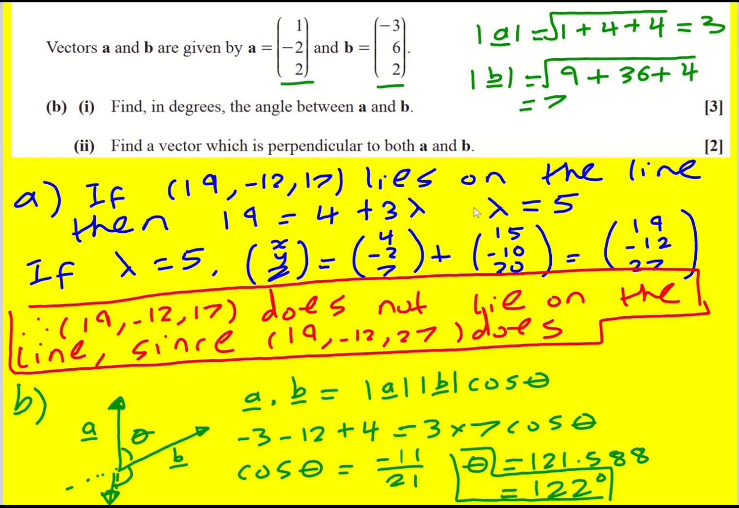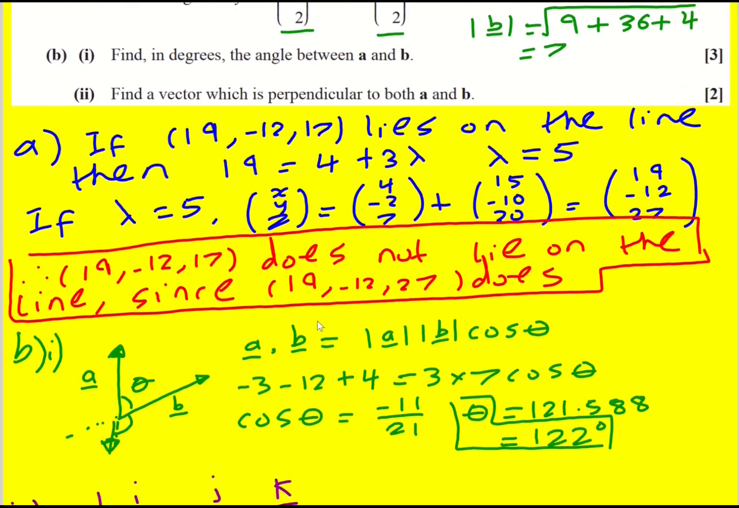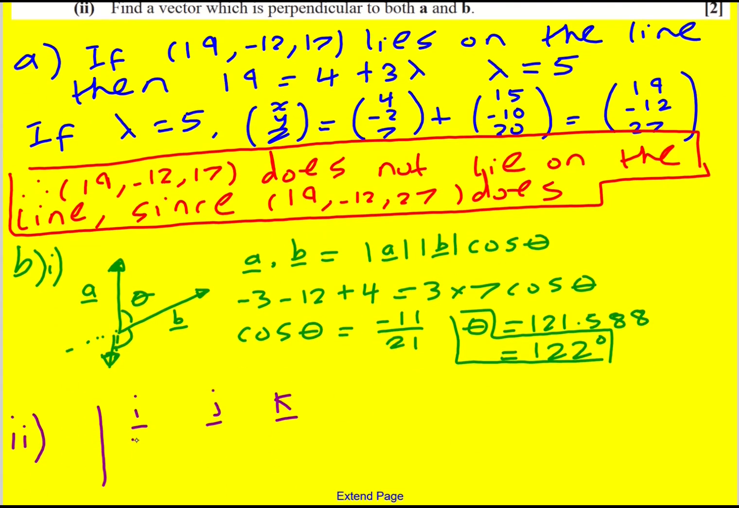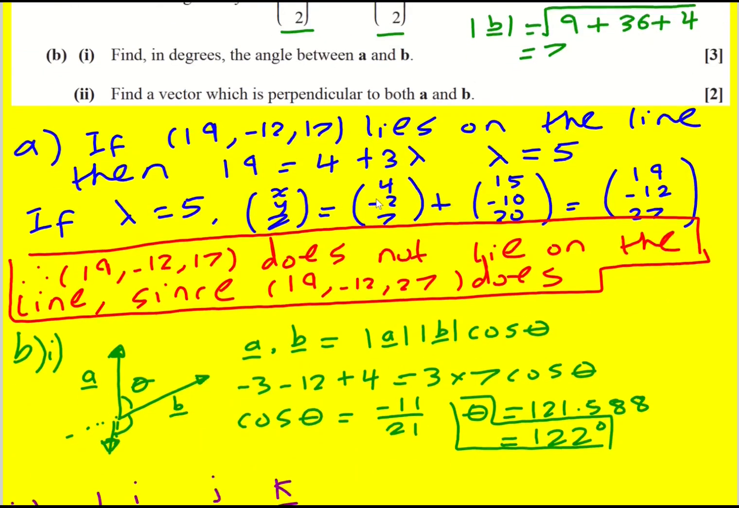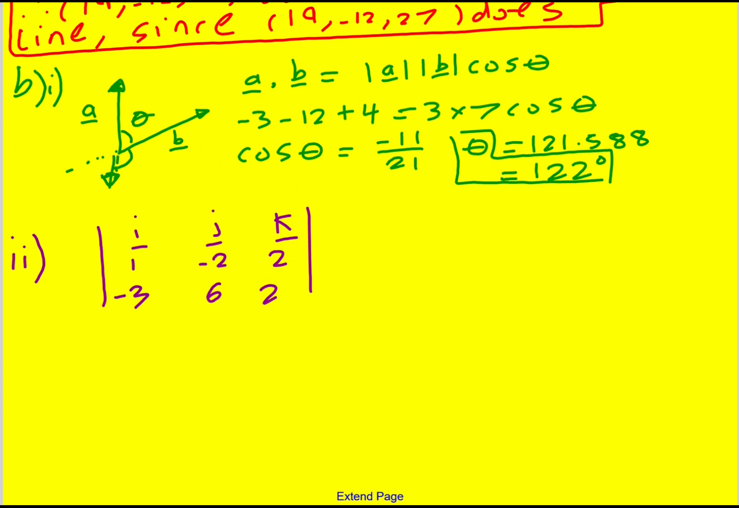Then asked to find a vector which is perpendicular to both A and B. So for this, I can use the vector product. I, j, k, and line up the first vector along the second row. So I'm going to get 1, minus 2, 2. And then the other vector, minus 3, 6, 2. And I can expand this determinant. It will necessarily give you a vector perpendicular to both. So expand it along the first row.